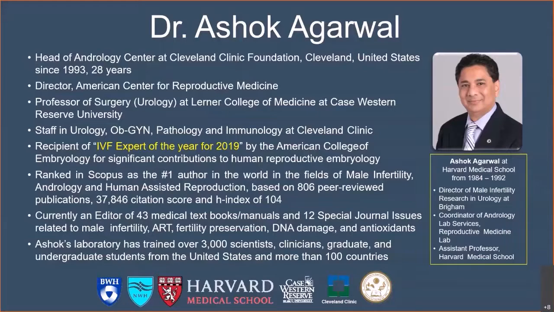Our group is very well known in the area of male infertility, andrology, and human-assisted reproduction, and we are ranked as #1 in terms of our publications based on Scopus, which is one of the premier services in terms of the literature in the medical field. Our group has published a very large number of books in the field of male infertility, ART, fertility preservation, DNA damage, and antioxidants. Our laboratory has trained over 3,000 scientists, clinicians, and graduates from more than 100 countries.